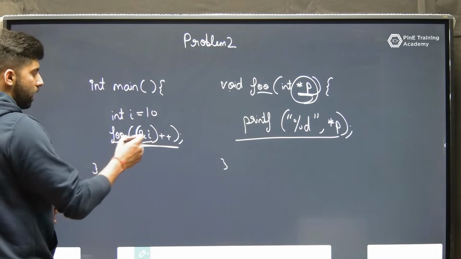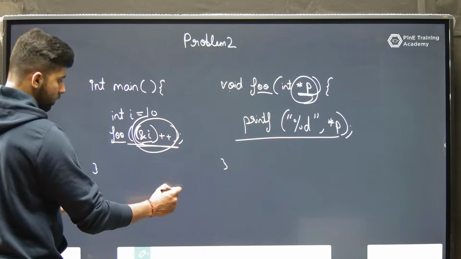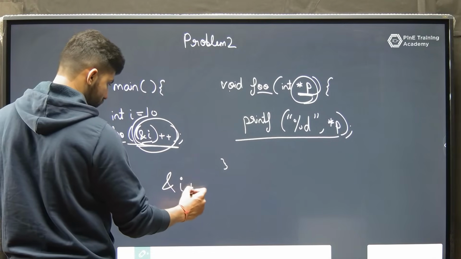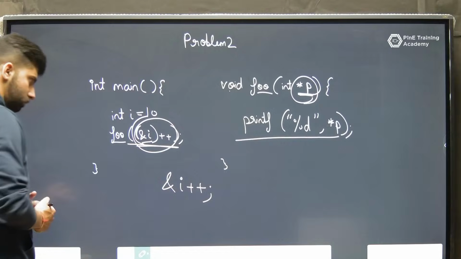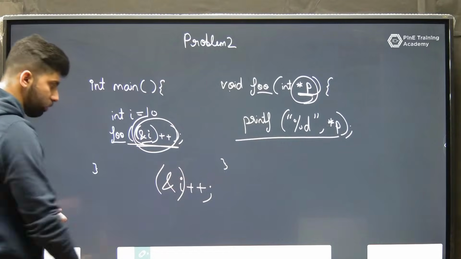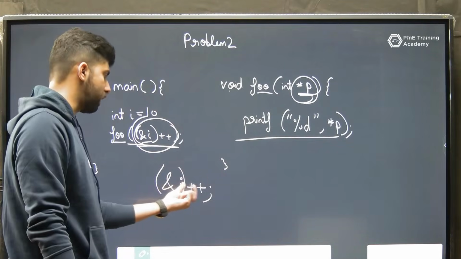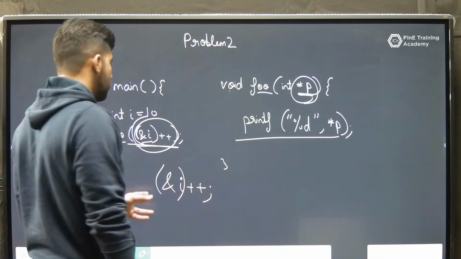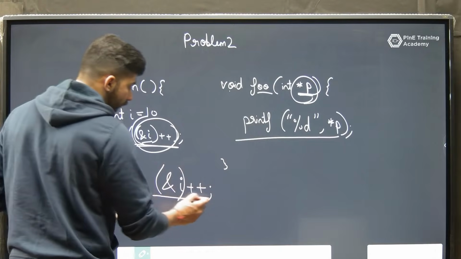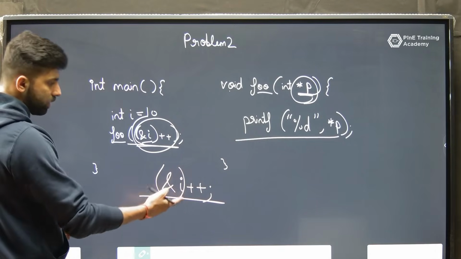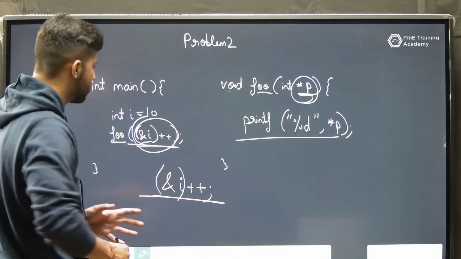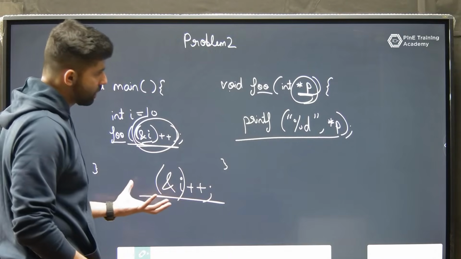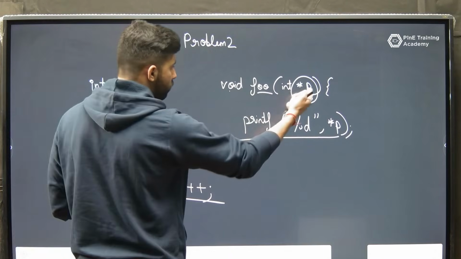If you notice here, I'm trying to use this particular expression, address of I plus plus. Now, the one thing is, I am trying to increment the address. The first issue is I'm trying to increment the address and I want it to be stored in P.